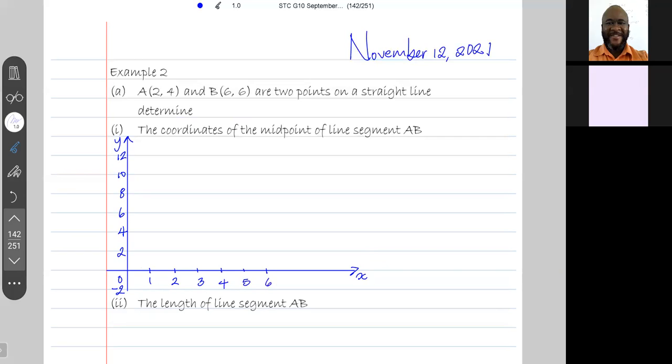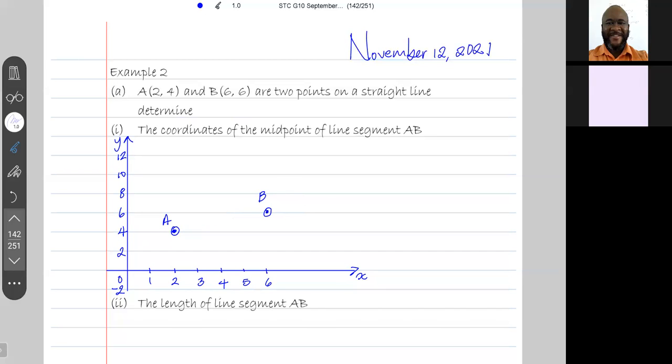So the first point is (2, 4), which would put me somewhere around here. That's (2, 4). So this is the point A. The second point is (6, 6). That would put me about here. This point is (6, 6), and this is the point B. So we have a straight line that's passing through those 2 points.